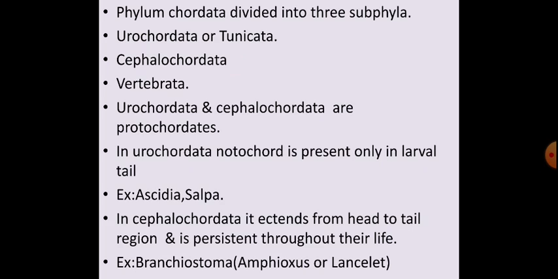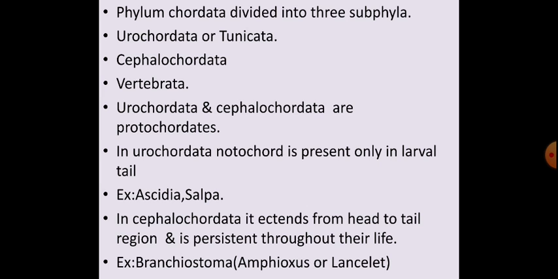But the difference is, in Urochordata, the notochord is present only in the larval tail, in the larval stage. When it is small, when it is in the form of a larva, the notochord is present. Whereas in Cephalochordata, it extends from head to tail and persists throughout their life.